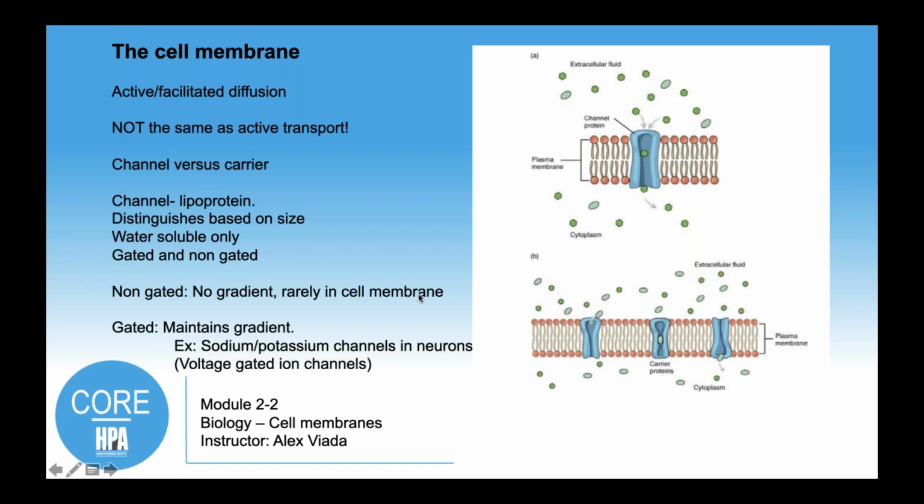If a cell wants to create a voltage or an action potential, in other words, if a cell wants to increase the quantity of certain, say, positively charged ions inside the cell, it would have to utilize gated channels to effectively build up these ions within the cell so it can then release them to initiate an action potential.